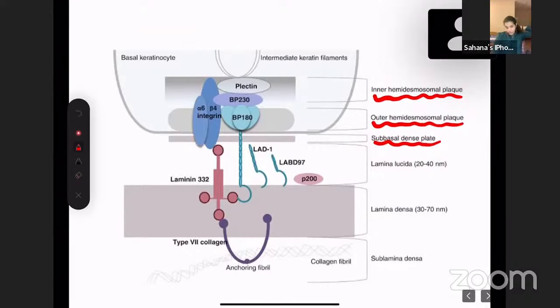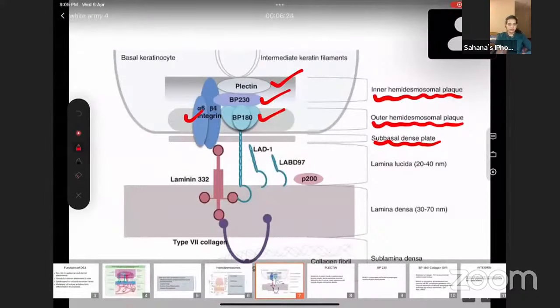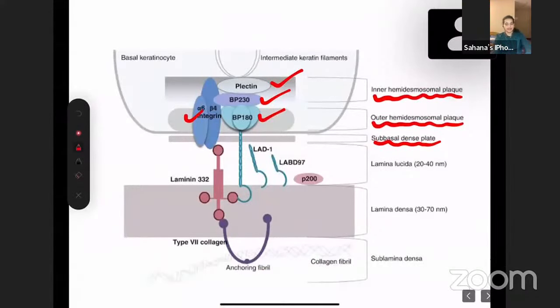All this is not just theoretical. Each one of these structures here is associated with a particular disorder, so it's very important for us to understand this. As we can see here, the inner hemidesmosomal plaque has 2 structures, plectin and BP230. The outer has 2 structures, BP180 and the integrin. The subbasal dense plate is basically like an anchoring plate. It does not have any relevant structures, but these 4 things do: plectin, BP230, BP180, and alpha-6 beta-4 integrin. We need to know what exactly these are and how they are important to us in dermatology.